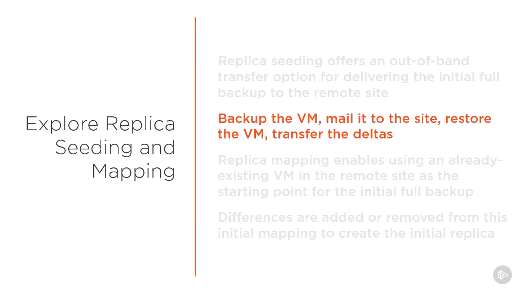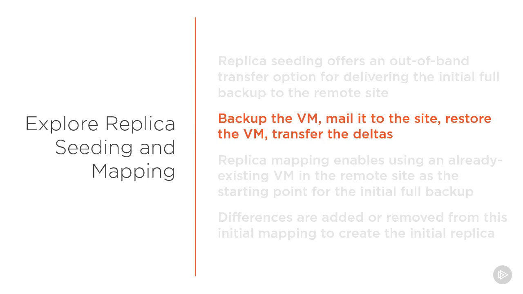And so when you're doing replica seeding, you kind of back up the virtual machine, you mail it to the other location or drive it over to that other location, you restore then the virtual machine, and then transfer only the deltas that have occurred. This then sets up the largest mass of that virtual machine to support then the further replication of just the things that have changed over time.